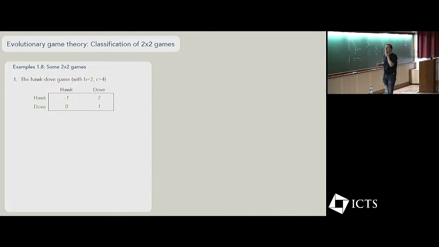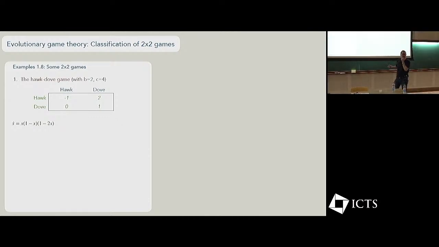So the first example is this hawk-dove game that we always looked at, now with specific payoff values. If you plug these payoff values into the formula that I gave you before, what you get on the right-hand side is X times (1 minus X) times (1 minus 2X). If X is 0, this expression is positive, so you would expect X to grow. But if X is 1, this becomes negative, so you would expect X to decrease.